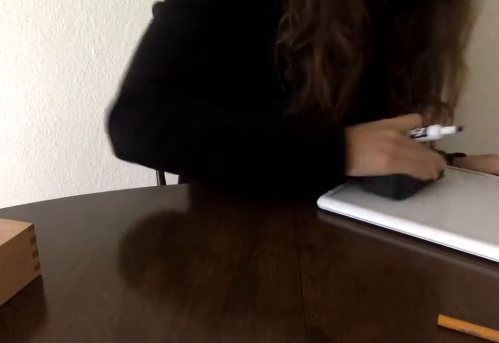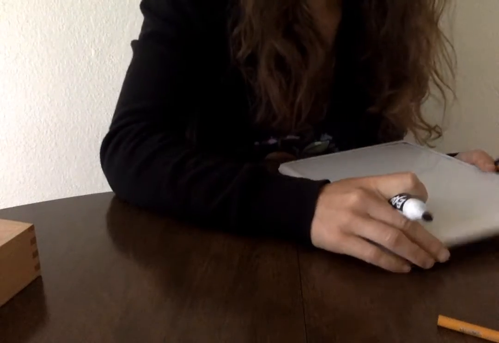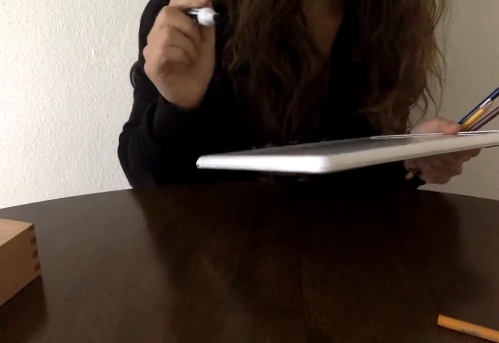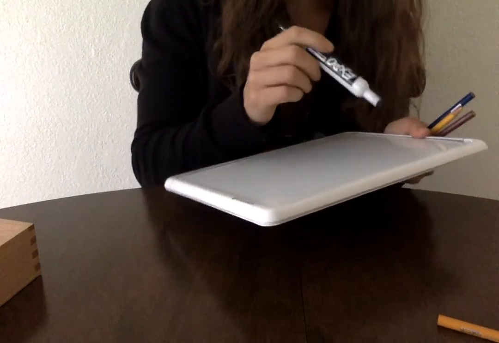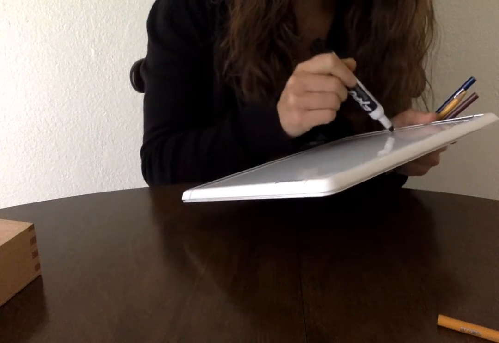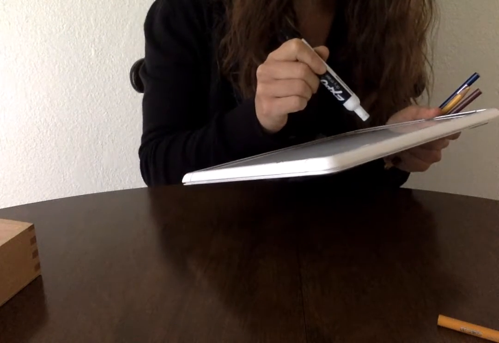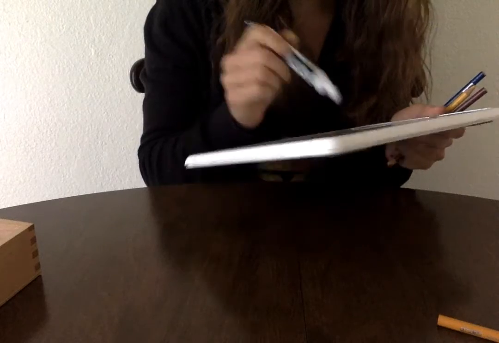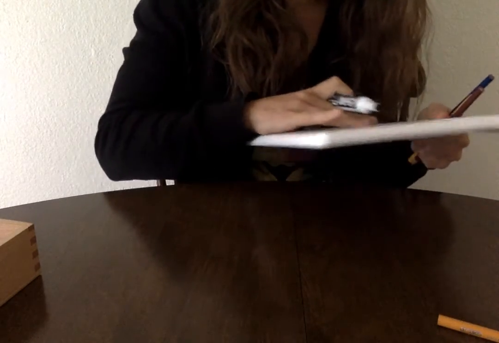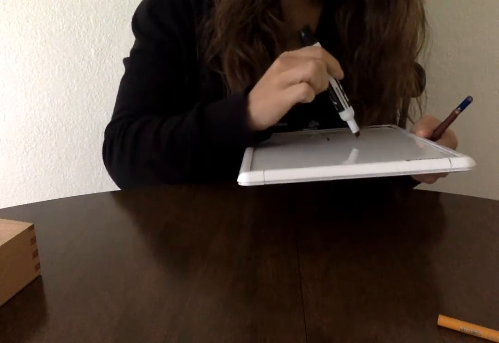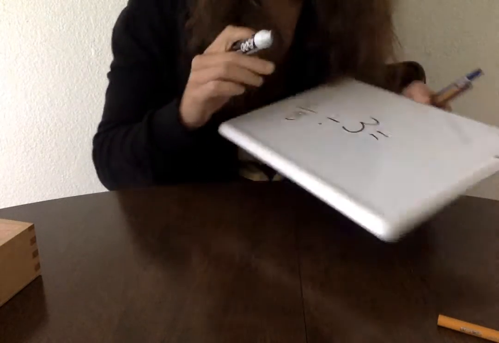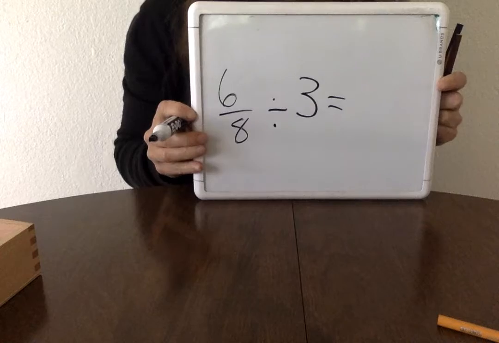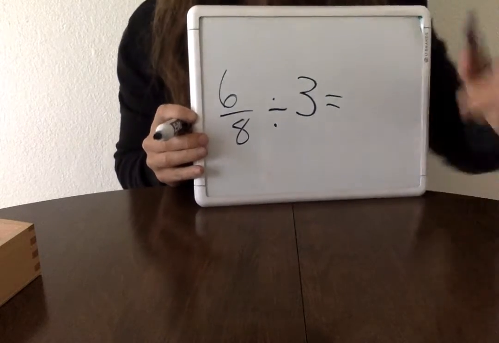So those are going to be my units for my whole number. And this time, let's take 6/8 and divide that by 3. So we're going to take 6/8 and we're going to divide it by 3.